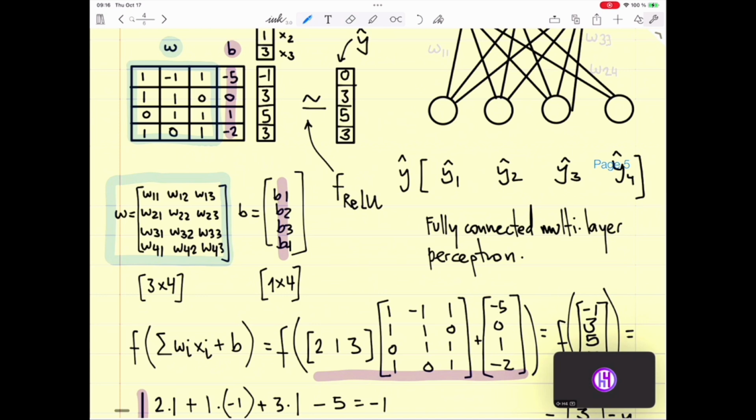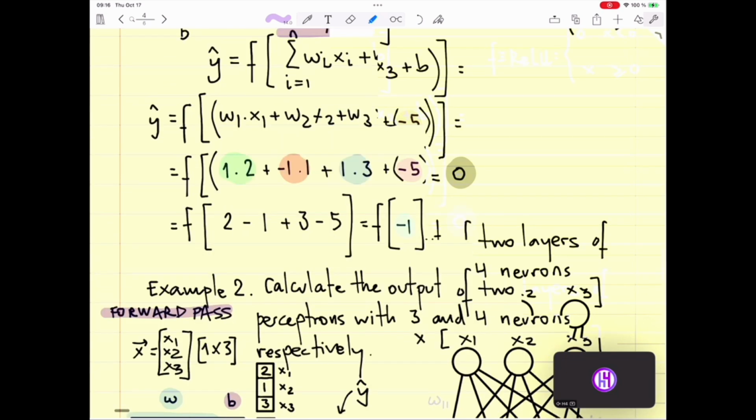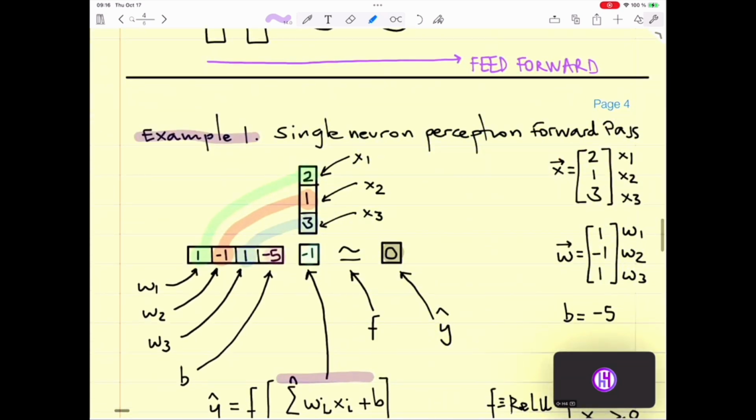This was only the forward pass. Still, we need to learn how to do the backpropagation. Okay? This is only, as I said, the forward pass.